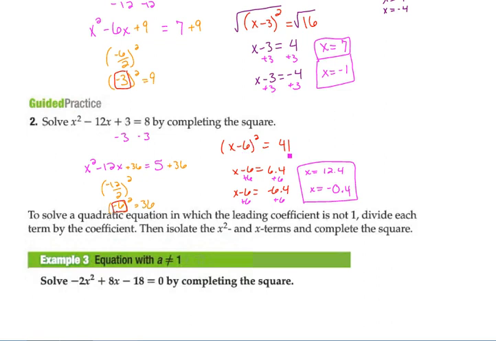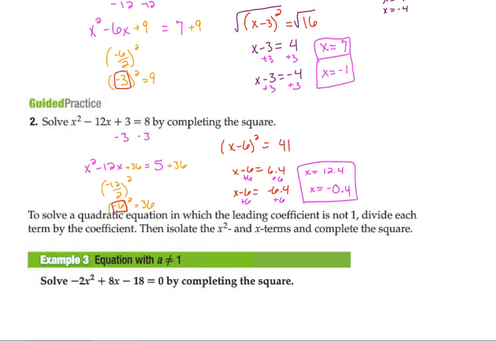equals 41. 41 isn't a perfect square, so we are going to have to use just a decimal form of it. So we have x minus 6 equals 6.4. X minus 6 equals a negative 6.4. So our two answers, 12 and 4/10 and negative 4/10.